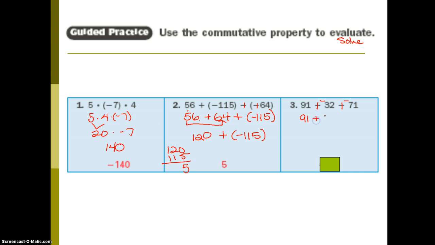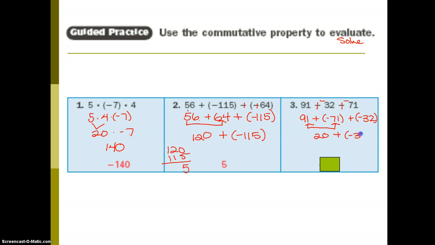Rearrange using commutative property. Why am I putting the 91 next to the 71? Because this is different signs, which means I'm going to subtract. And 91 minus 71, well, the 1's become 0. 9 minus 7 is 2. Positive, because 91 has a bigger absolute value.